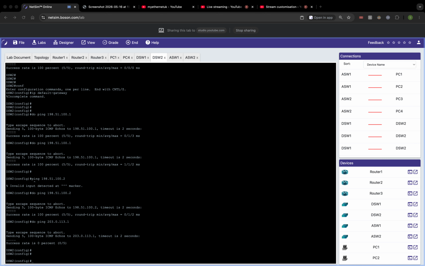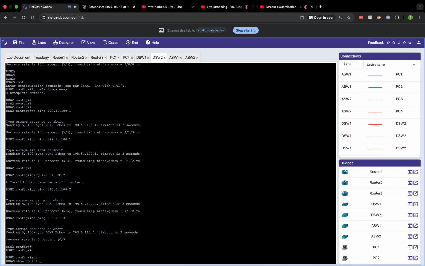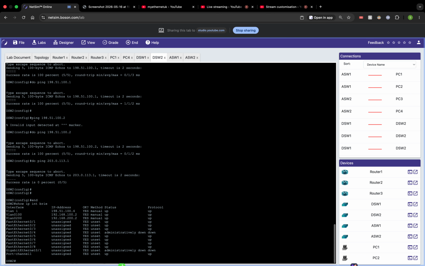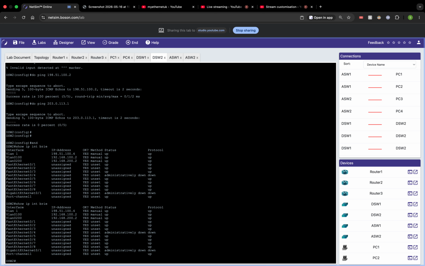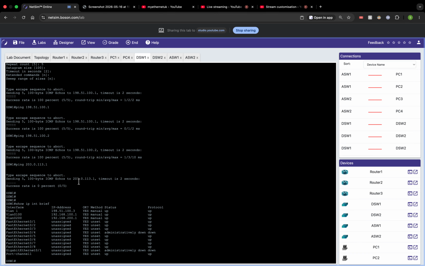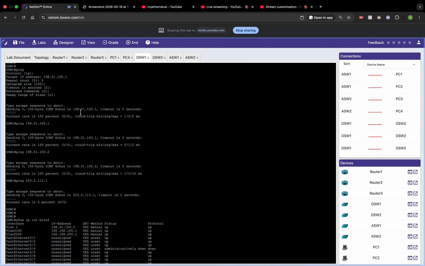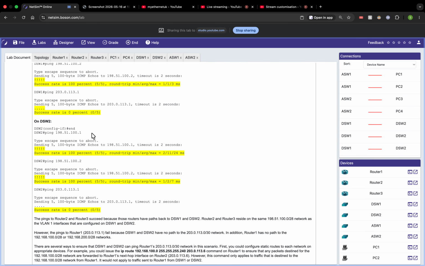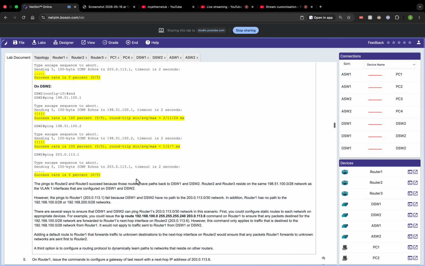Definitely not. So on router 1, we can see here the pings to router 2 and router 3 succeed because the routers have passed back to DSW1, DSW2. Router 2 and router 3 reside on the same 198.51.100.0/28 network as the VLAN 1 interfaces that are connected on DSW1 and DSW2. Okay, so we need to think about this. On DSW1, DSW2, if you just do show ip interface brief, they've got a VLAN 1 interface 198.51.100.3.